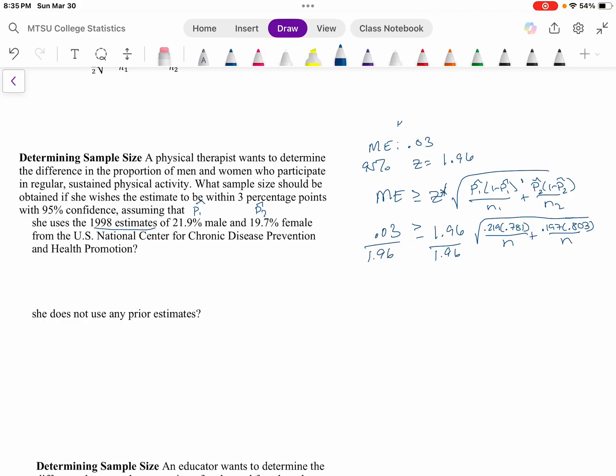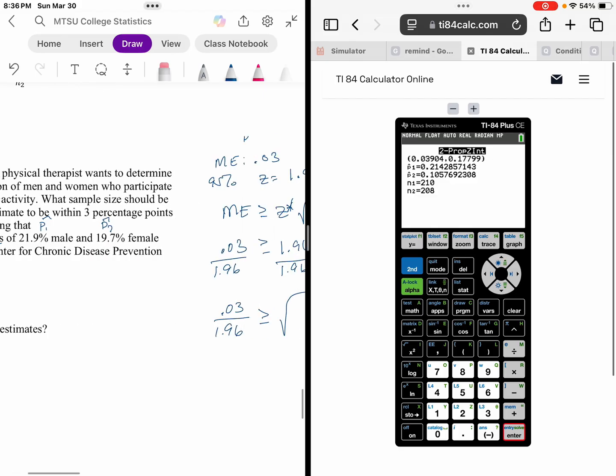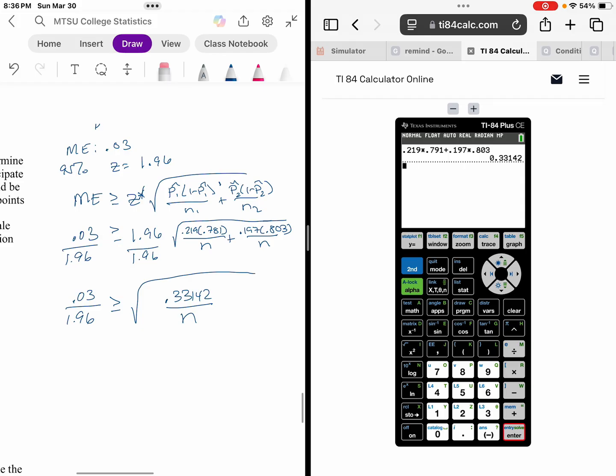And then that gives us 0.03 over 1.96 got to be greater than or equal to, I'm going to get a combined answer here. I'm going to go find each one of those tops. Now we basically get to just go ahead and add the two fractions together. So I'm just going to make this easier and say, okay, what is 0.219 times 0.781? And I'm going to add the other numerator, 0.197 times 0.803. So that gives me 0.33142 on top. Now we want to square both sides.